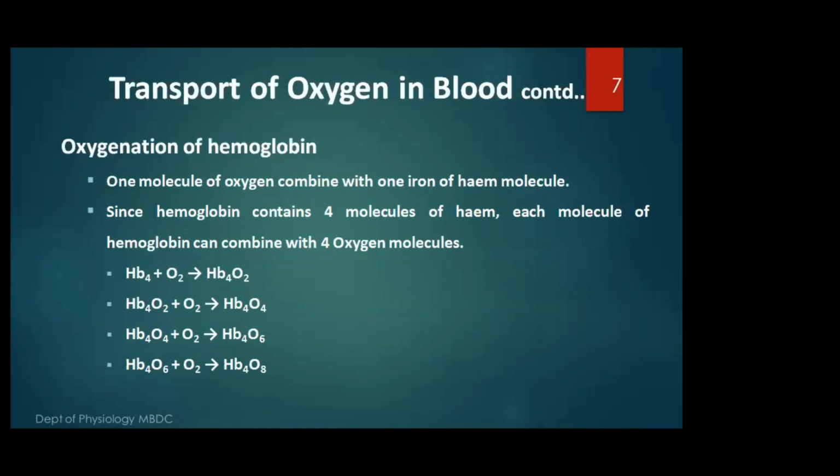Oxygenation of hemoglobin. That means how oxygen is transported along with the hemoglobin. One molecule of oxygen can combine with one iron ion in the heme molecule. Since the hemoglobin contains 4 molecules of heme, each molecule of hemoglobin can combine with 4 oxygen molecules. That combination is given below. That is Hb4 plus O2, forming Hb4O2. Again, to the Hb4O2, the next oxygen is added. In this way, the reaction will take place, and that will be completed by Hb4O8.